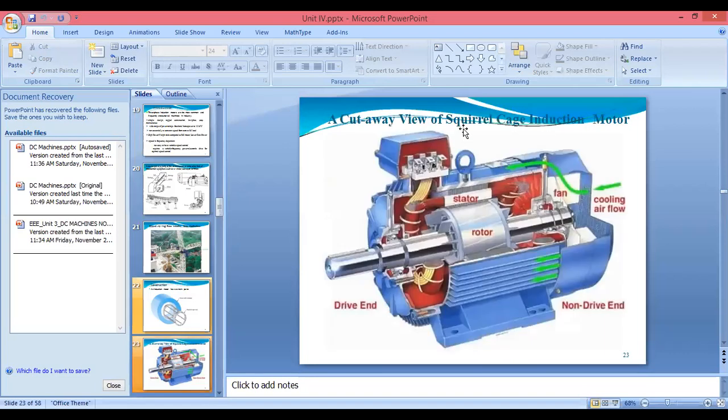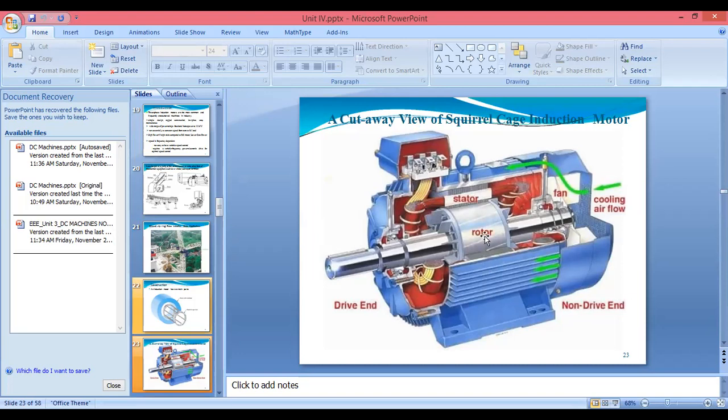A cutaway view of the squirrel cage induction motor. If you see, this is the outer covering in blue. We can say this is the stator frame. After that, if you see here the copper-like structure, we can say this is the stator core. After that, I have written the names on that diagram. This we can say is the stator winding.